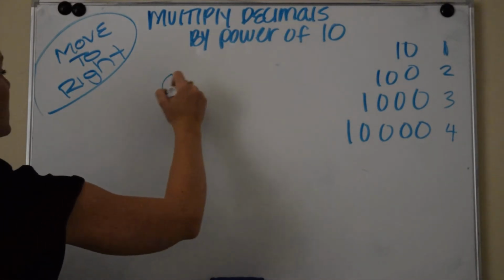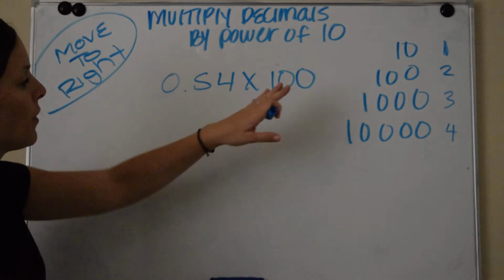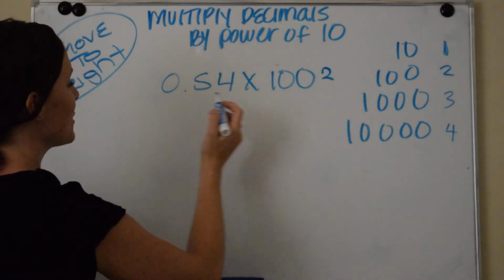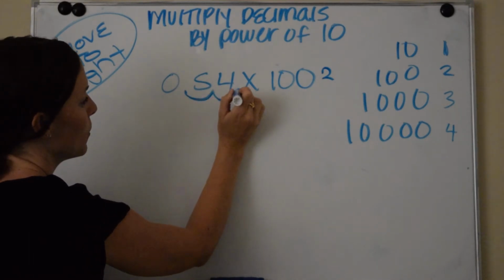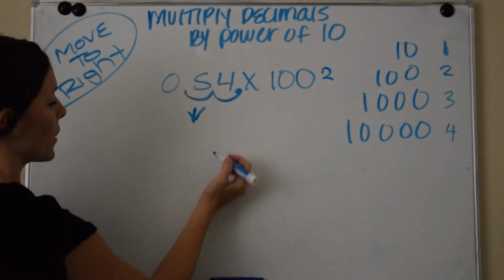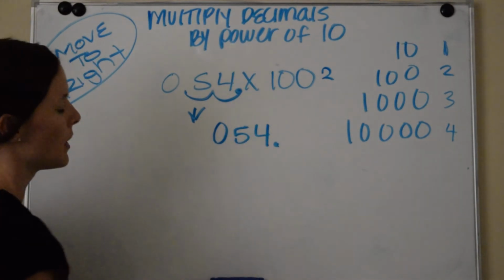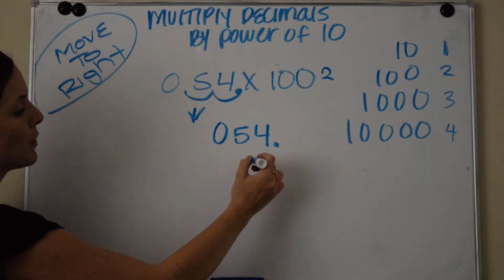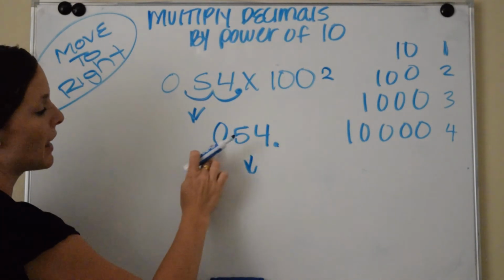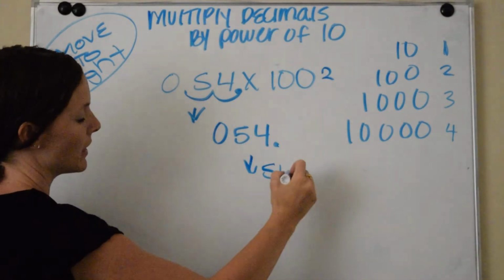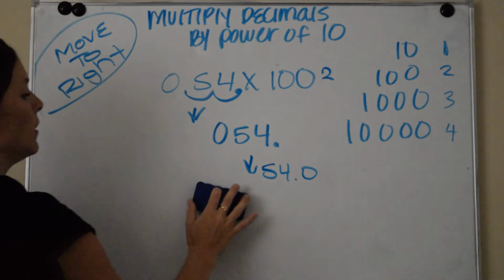What if I had 0 and 54 hundredths times 100? Okay, there are 2 zeros, which means my decimal needs to move twice. So 1, 2, and then rewrite it, and that's your answer. So I have a 0, a 5, a 4, and then my decimal is sitting right there. Now, if we rewrote this properly, technically my answer is 54. So you could get rid of that 0 if you want and just say that the answer is 54 or 54 and 0 tenths. Let's do another one.